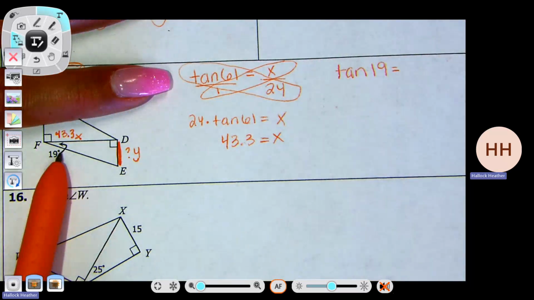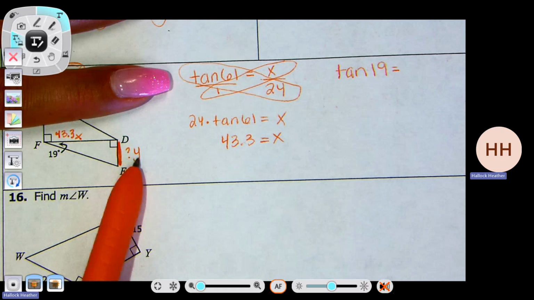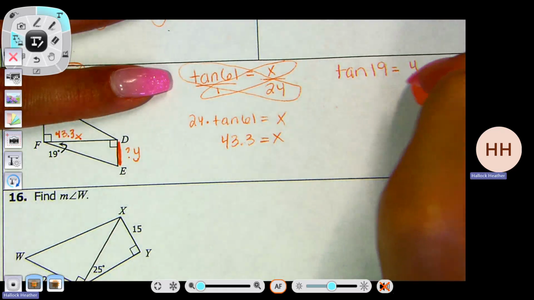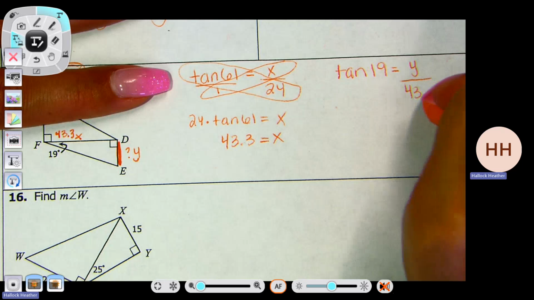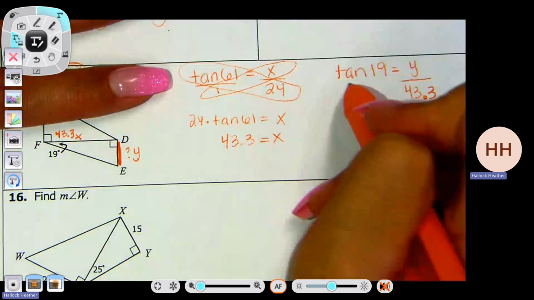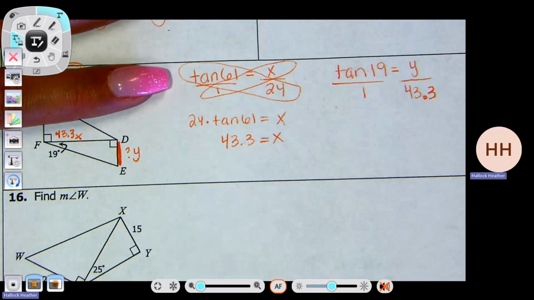And then is my fraction 43.3 over y or y over 43.3? Y over 43.3. So same thing as last time, we're going to put it over 1. Take a second, cross multiply.